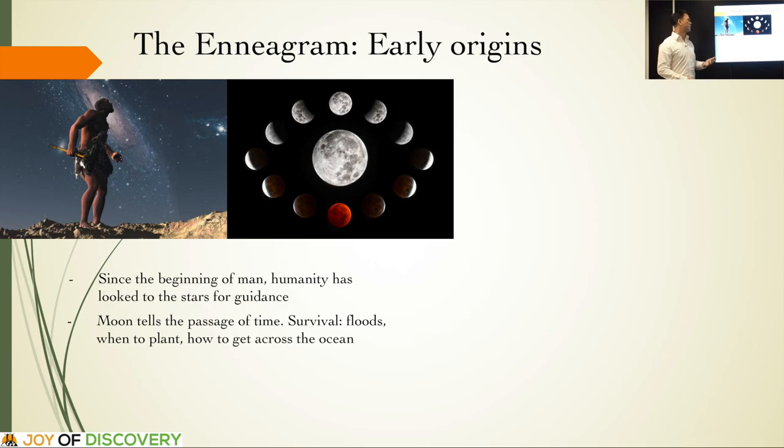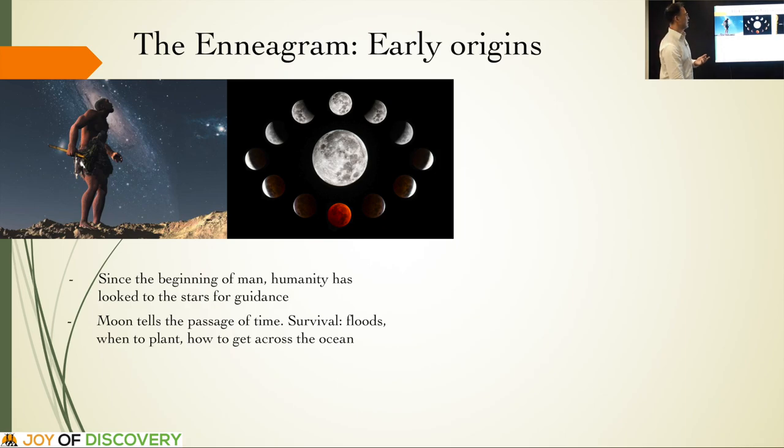So they would see that the moon was slightly different every day. And the moon tells the passage of time, and they needed to understand the skies, they needed to understand the moon, because they didn't know how to plant crops, the seasons, maybe how to cross the ocean, when it's going to flood. They needed to look to the stars for guidance.